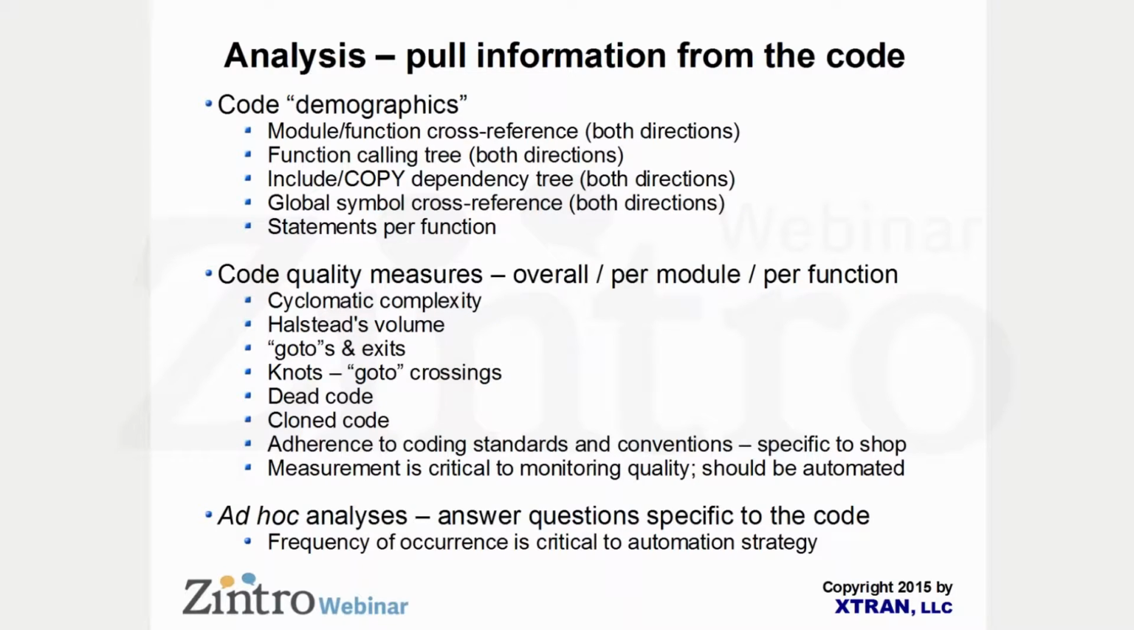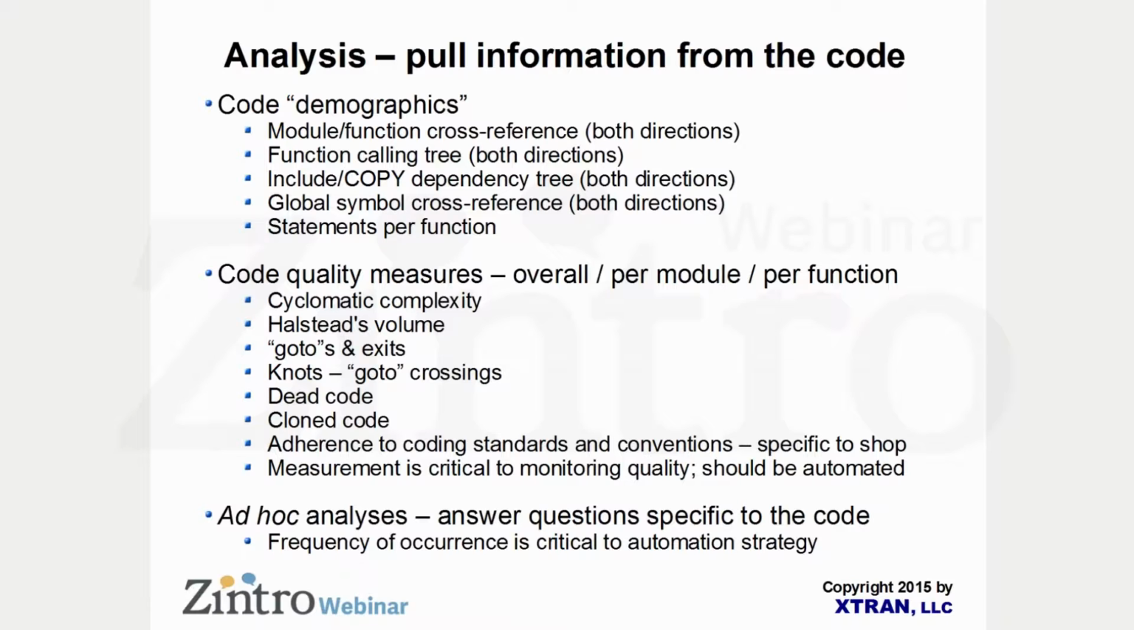Okay, let's break those down a little bit further. In terms of analysis, there are three categories within that we like to identify as well. One of them is what we call code demographics. This is information about the code. You can think of it as basically pulling the architecture out of the code itself, because as somebody once said, the only absolutely guaranteed accurate representation of the architecture of code is the code itself. But it's not very useful in the code, so we've got to get it out.